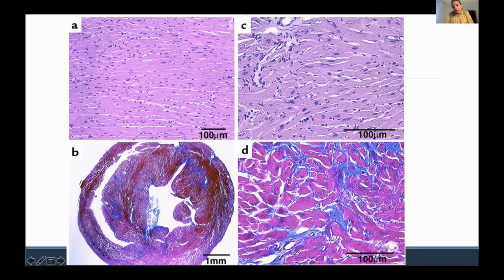This is another specimen showing a lot of myofibril disarray, destruction of myocytes, hypertrophy, and a lot of fibrosis also. This is a trichrome stain showing a lot of fibrosis in the myocardium.